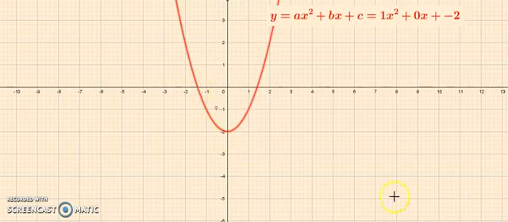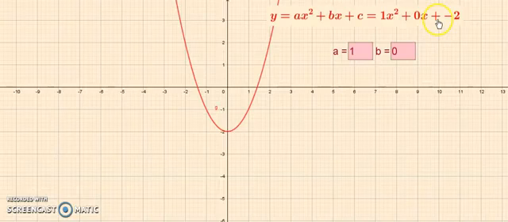Let us try to note down the values of a, b and c in this case. So let us write down the value of a. A is 1 here. B is equal to 0. You can see, children, 1x square plus 0x minus 2 is the equation of this graph right now. So when we are comparing and noting down the values, a is 1, the coefficient of x square. The coefficient of x is b, it is 0 right now. And the constant c is minus 2.